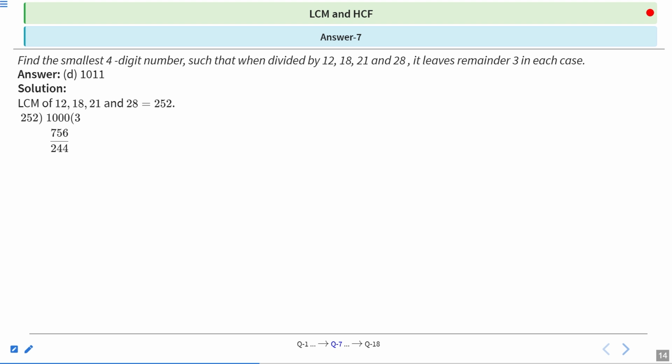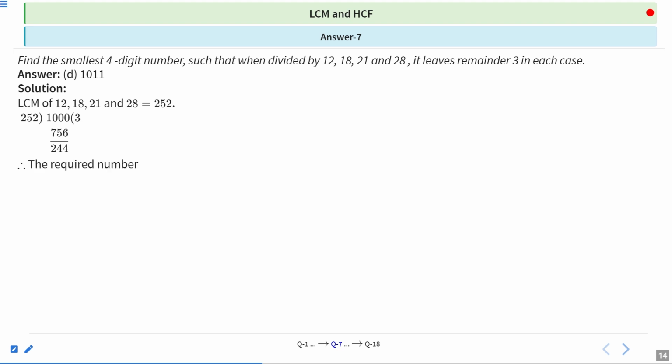We have to find the smallest four-digit number. And we know that the smallest number of four digits is 1000. So when we divide 1000 by 252, we are getting 244 as the remainder, because 252 times 3 is 756 and 1000 minus 756 is 244.